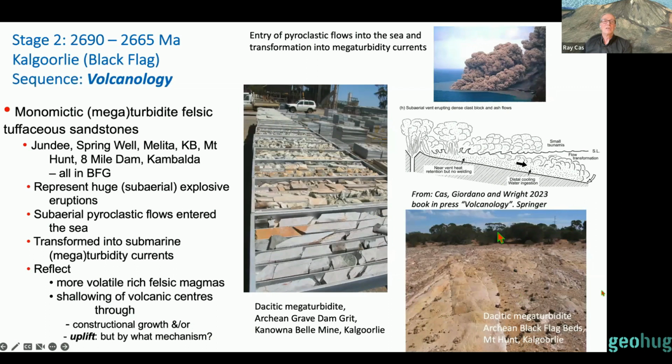In addition, in this Kalgoorlie sequence, there are monomictic felsic tufaceous sandstones, some of which are tens of meters in thickness, but show the bedding profile of turbidity currents.